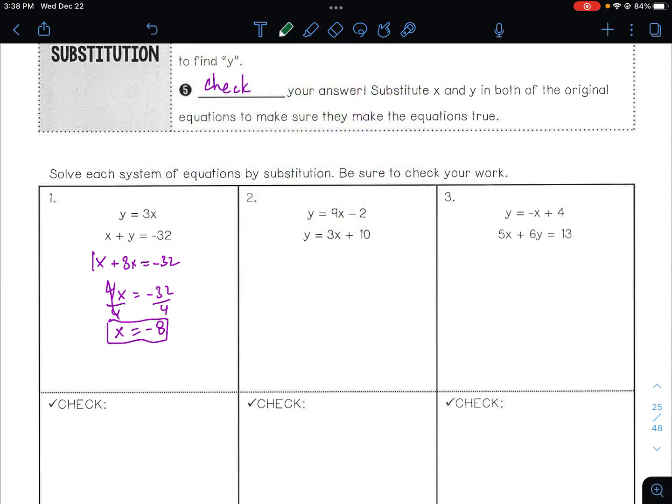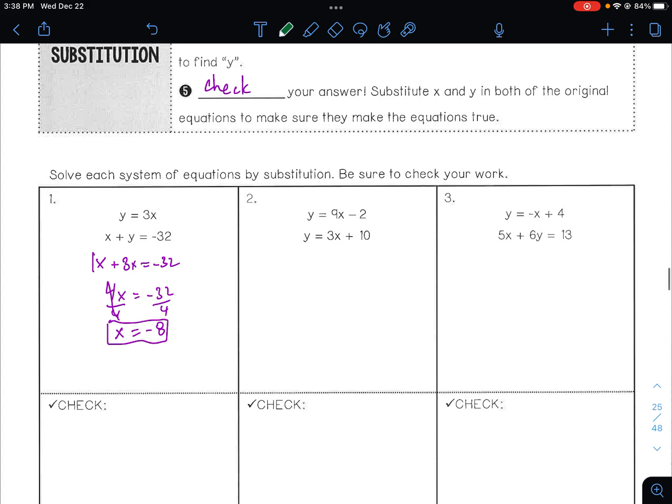I'm going to use green. I'm going to say y equals, let's use this one, y equals 3x, because that sounds like a simpler equation. So we said x is negative 8, so y equals 3 times negative 8. And what is 3 times negative 8? It is negative 24. There we go. Now I have my answer: x equals negative 8, y equals negative 24.